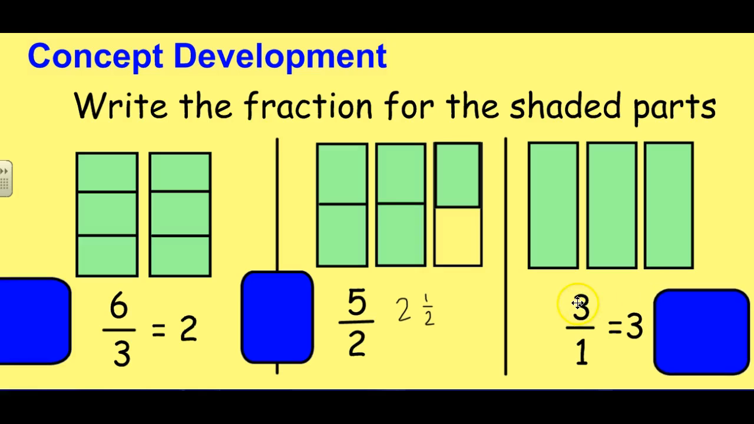So the fraction would be 3 over 1. The denominator is 1 because each one of these rectangles has one part. The numerator is 3 because there are 3 parts shaded in all. And the whole number is 3 because there are 3 wholes that are completely shaded. And if you did 3 divided by 1, it would also be equal to 3.